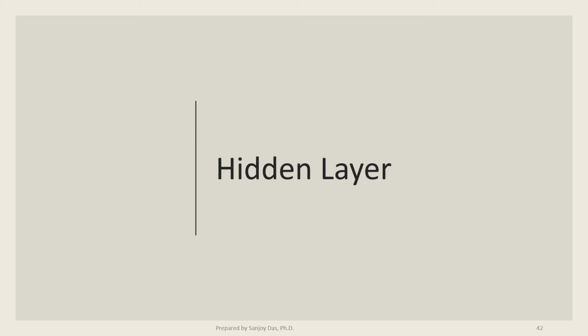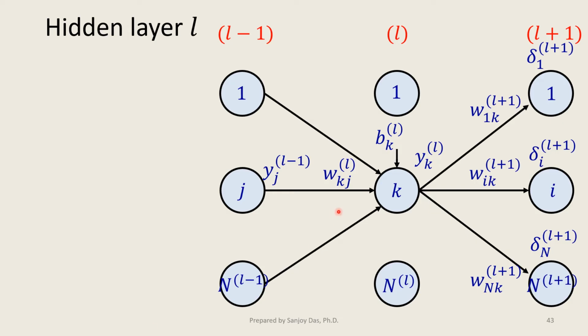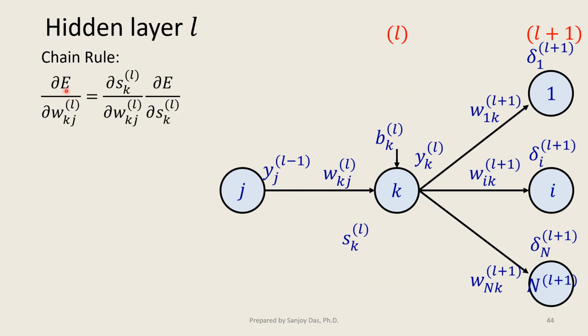Hidden layers. Next, we shall find the expression for the derivative of the loss function with respect to an arbitrary weight w_kj of neuron k of any layer L. By the chain rule, the derivative with respect to w_kj is equal to the derivative of the net input s_k with respect to w_kj times the derivative of the loss with respect to the net input s_k.